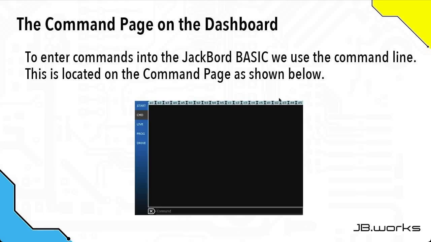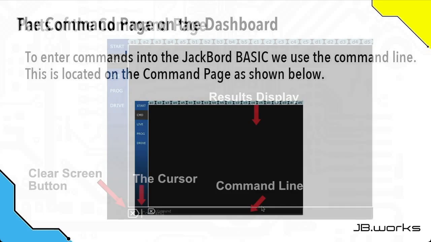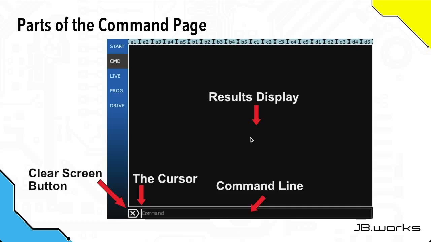This is the command page on the dashboard, and this is where you can type commands to run on your JackBord BASIC. These are the different parts of the command line. Now the first part we have down here is this line at the bottom, and this is where you actually type the commands. And this white vertical bar is called the cursor, and it shows where the next character that you type will appear on the command line, and as you type it moves along.